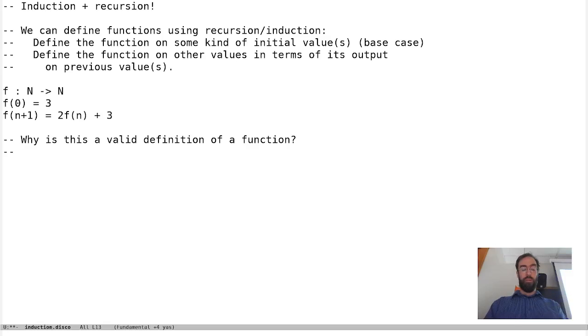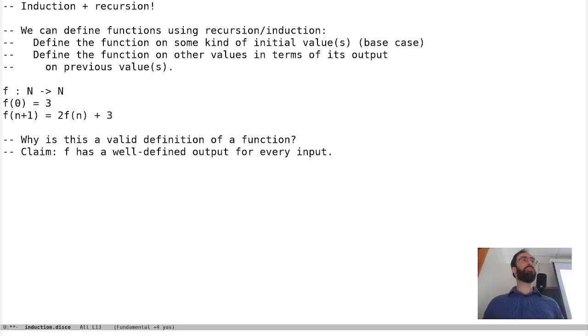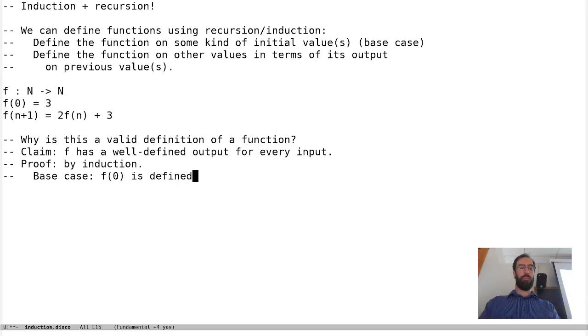So the claim is that f has a well-defined output for every input. That's what it means for something to be a function. It has to give an output for every possible input. And we could prove this by induction. So in the base case, when n is 0, f of 0 is defined. That's just because it says right here what the definition of f of 0 is. So, because of the first clause, f of 0 equals 3.